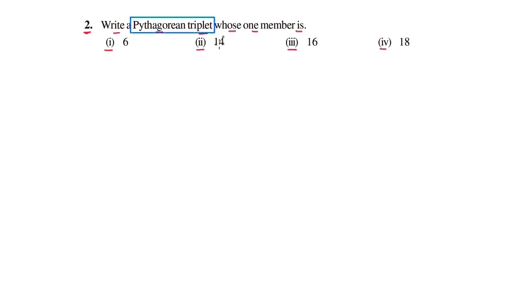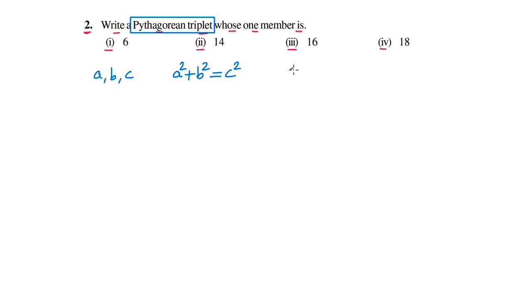Now let's revise what a Pythagorean triplet means. A Pythagorean triplet is any triplet of numbers like A, B, C which satisfy the Pythagoras theorem. It means that the sum of the squares of two numbers, say A square and B square, will be equal to the square of the third number, that is C square. Now let's take one more example.